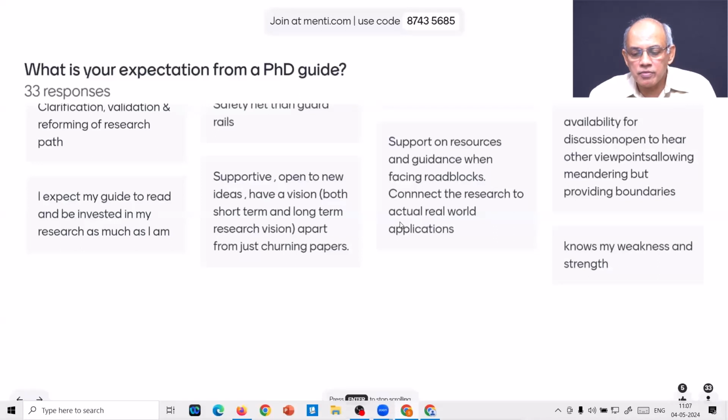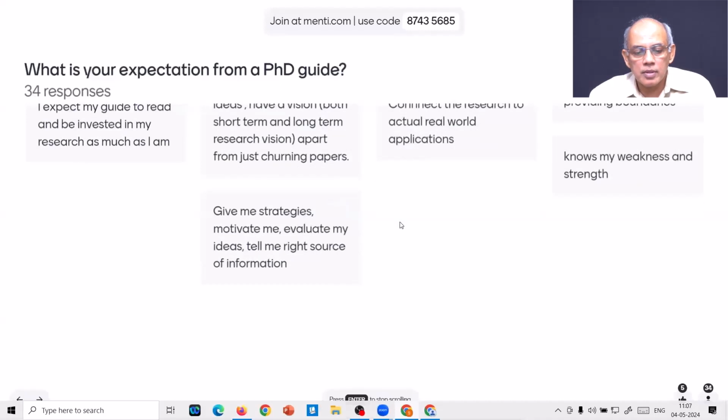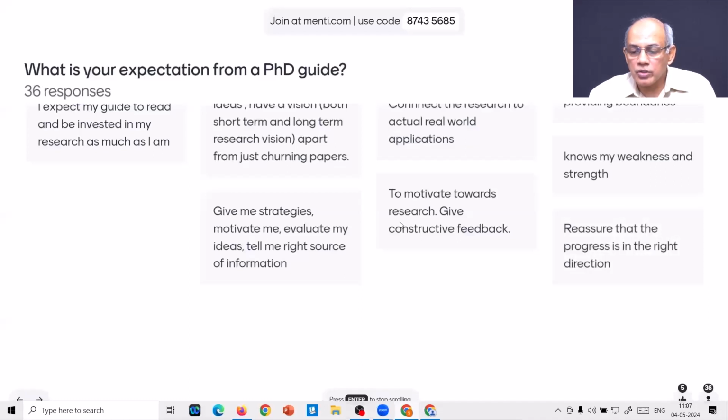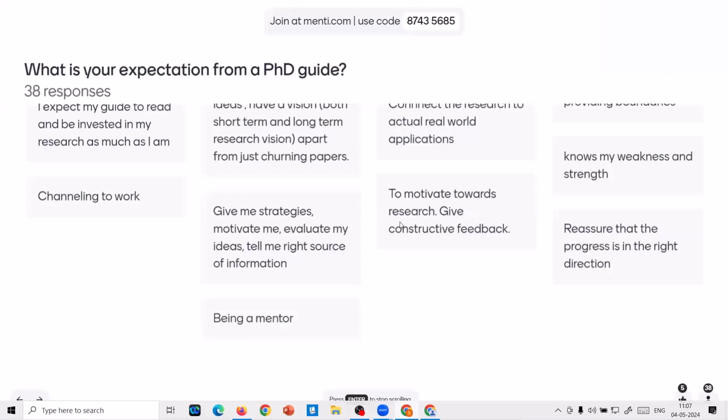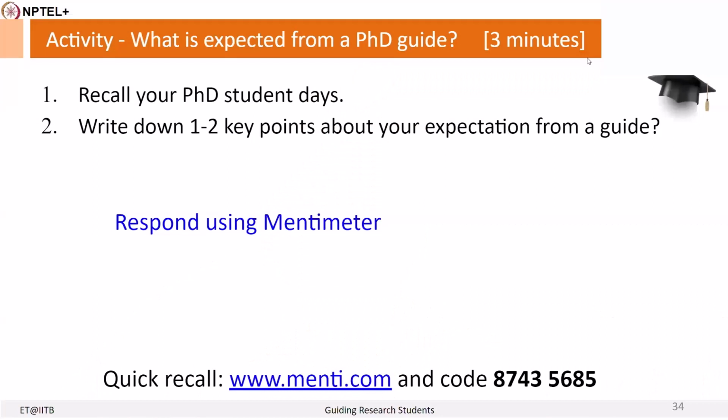Okay, 2-3 more responses we'll wait for before we move on. Motivate towards research, give constructive feedback, reassure that the progress is in the right direction, channeling to work. Okay, so now as you see that these are the expectations that you have or you had from your guide, right? So similarly, your students will have similar expectations from you.